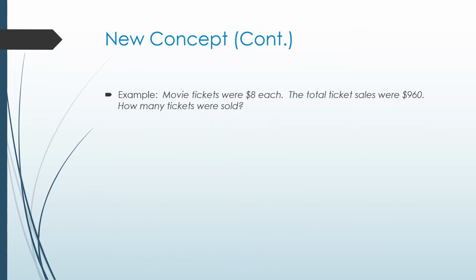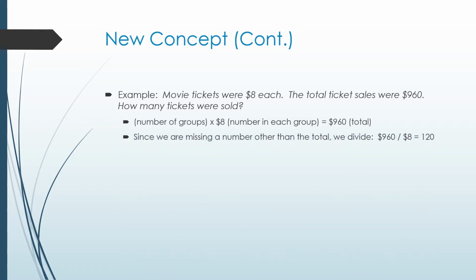Here's another example. Movie tickets were $8 each. The total ticket sales were $960. How many tickets were sold? So let's put those into our pattern. We don't know the number of groups. We don't know how many tickets there were, but we know each ticket was $8, so that's our number in each group, and we know the total sales was 960, so that's our total.